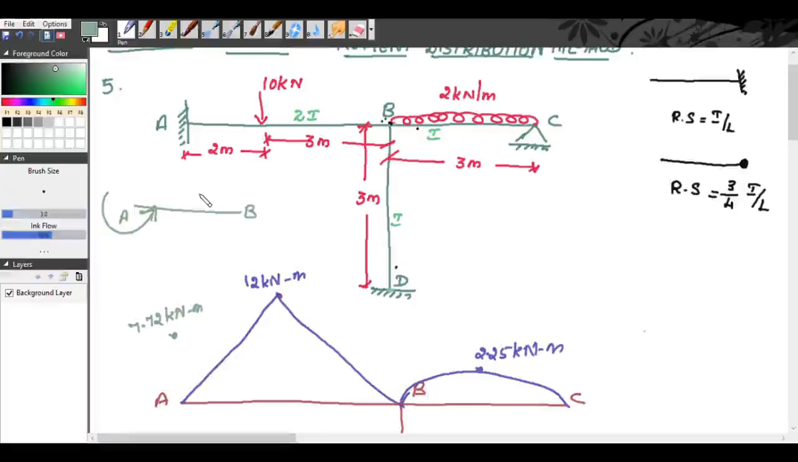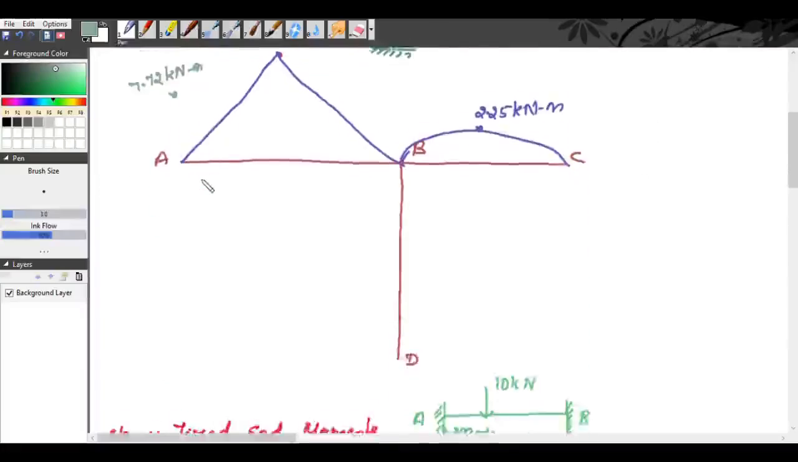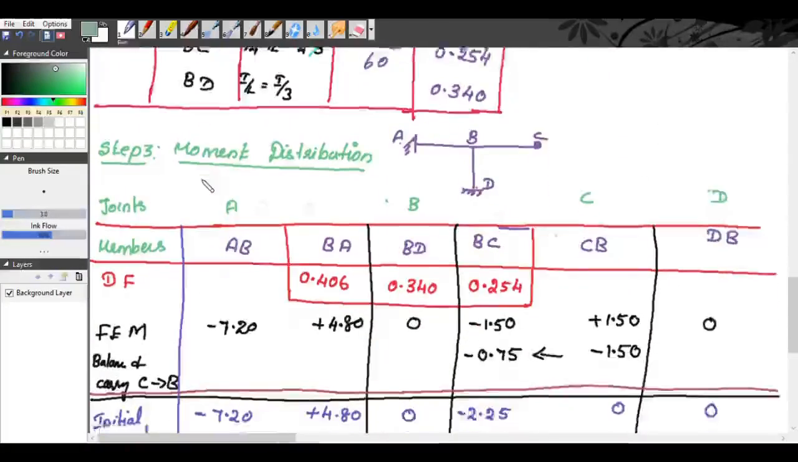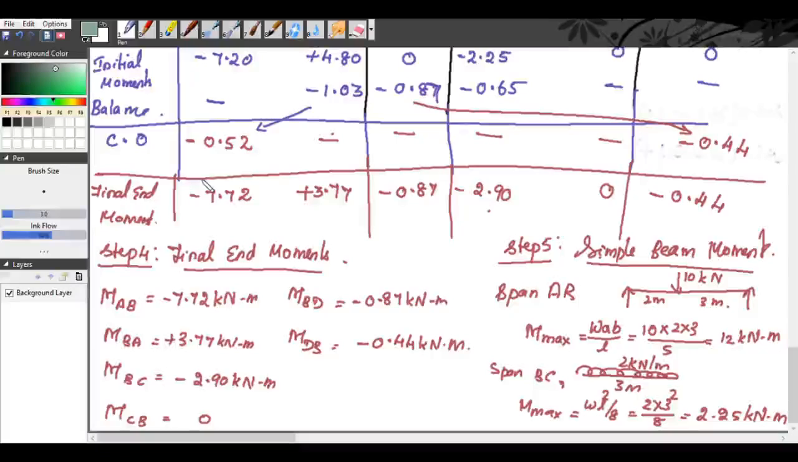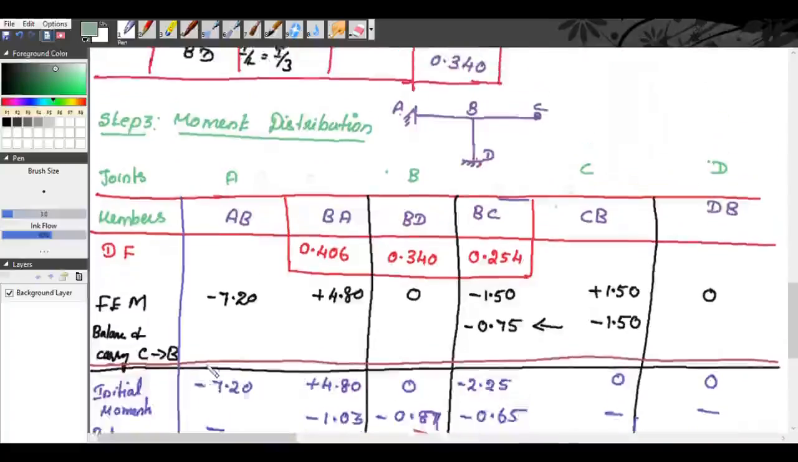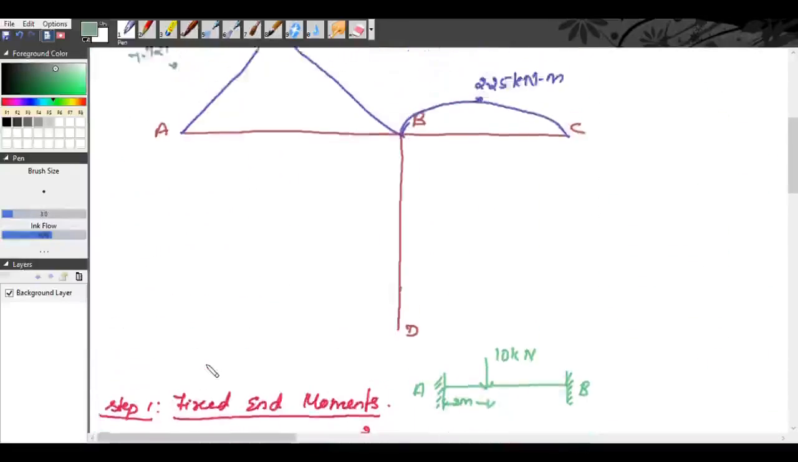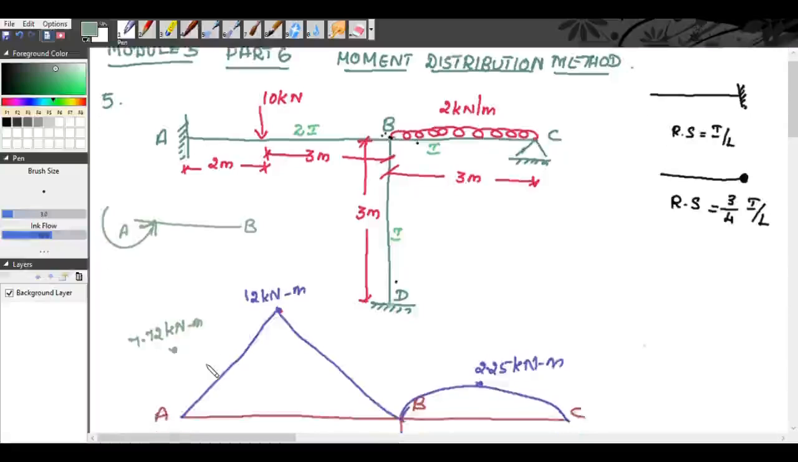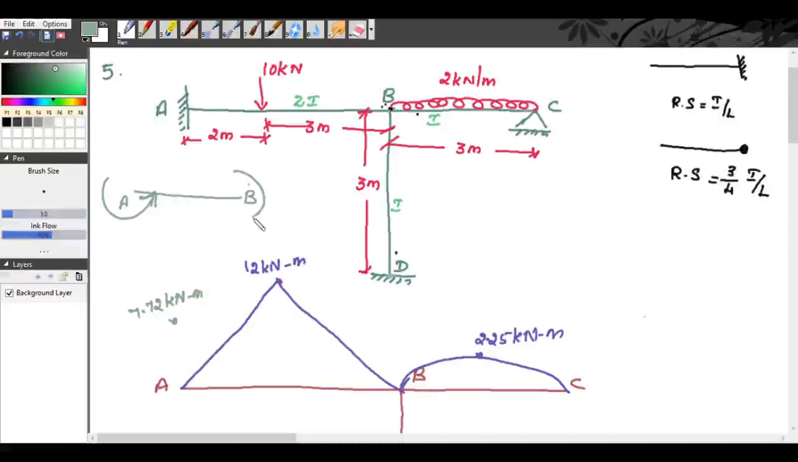For BA, MBA is plus 3.77 kilonewton meter. So, plus means it is clockwise, right? So, you draw the clockwise pointing upwards. So, it is plus 3.77 comes somewhere here. 3.77 kilonewton meter. So, how will we draw this?